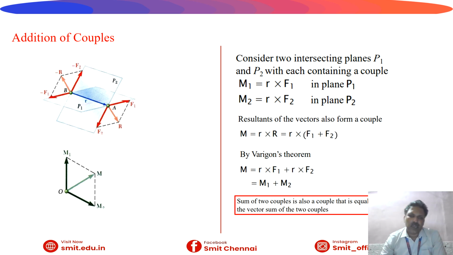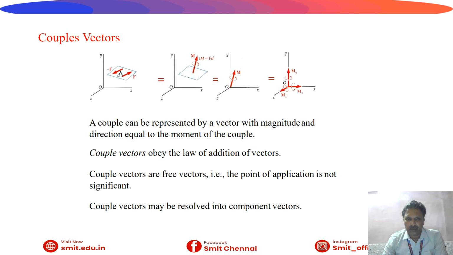So moment equal to R into F1 plus R into F2. Summation of moments of all forces equals M1 plus M2, because already we declared M1 equal to R into F1, M2 equal to R into F2. That's why we are substituting here. So the sum of two couples is also a couple, that is equal to the vector sum of the two couples. Then couple vectors.